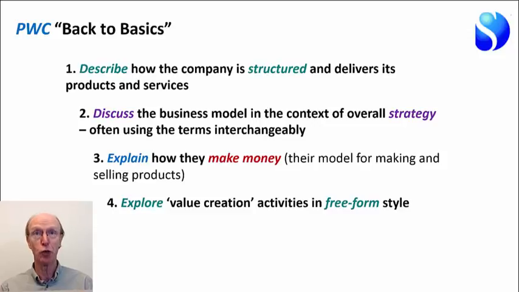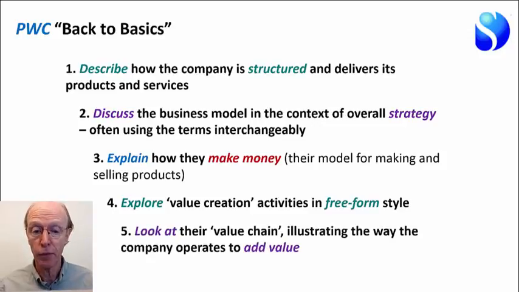They emphasize that it should be in free-form style. So they're not even suggesting that you should try to put any structure or quantification or scale on any of this. And lastly, their step 5 is that you should look at the value chain of the business and show how the company adds value and presumably makes money. So there's lots of describing and discussing and explaining and exploring and looking at, but there's no actual substance to this. There's no scale, there's no definition on these things.